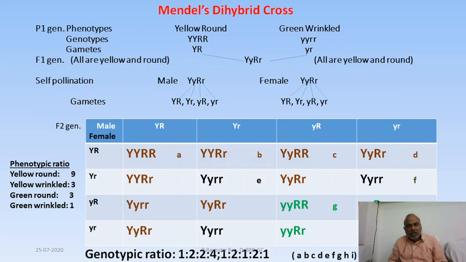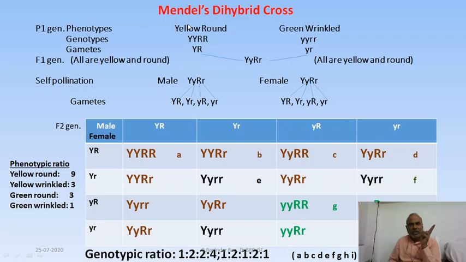Okay, let's go into the dihybrid cross mechanism. Let's see Mendel's dihybrid cross. For the P1 generation phenotypes, he selected the yellow character and the round character simultaneously, and their contrasting forms. The contrasting form of yellow is green, and the contrasting form of round is wrinkled. So he selected two plants.